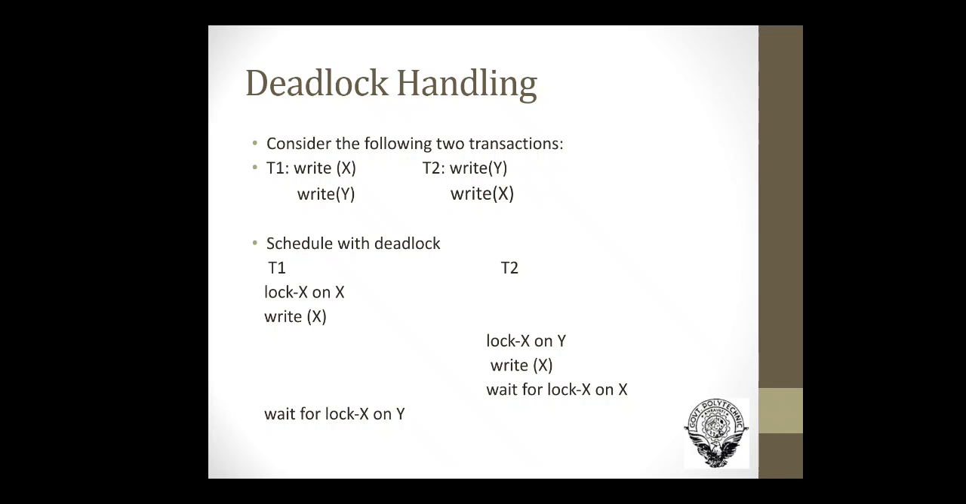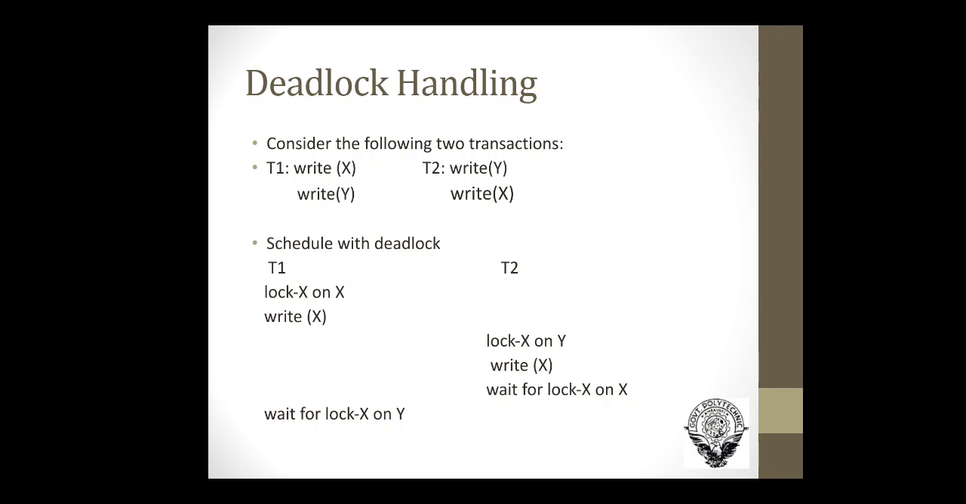After writing the value of Y, transaction T2 tries to get a lock on X, but it is not possible for transaction T2 to obtain a lock on X, because the data item X is already locked by transaction T1. So transaction T2 has to wait for data item X till transaction T1 releases the lock on data item X.